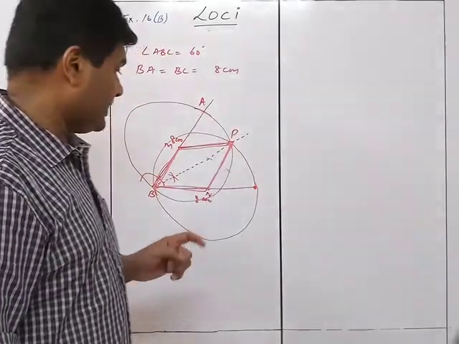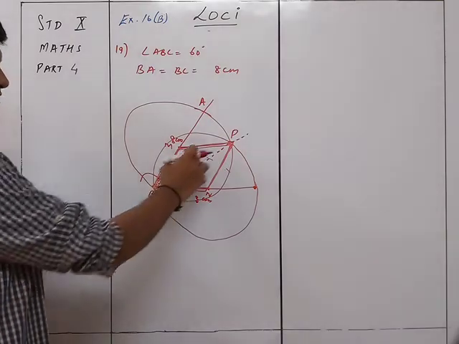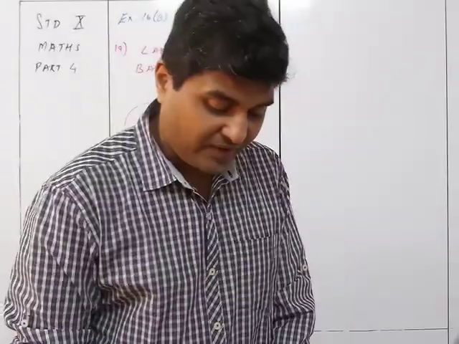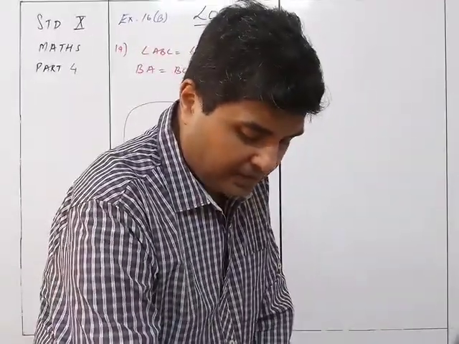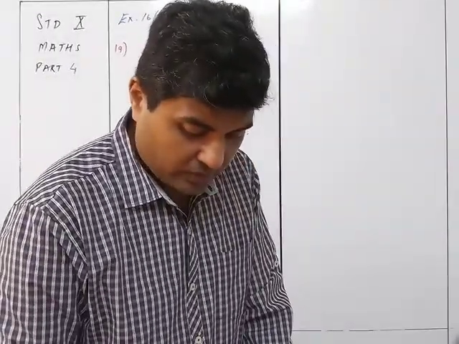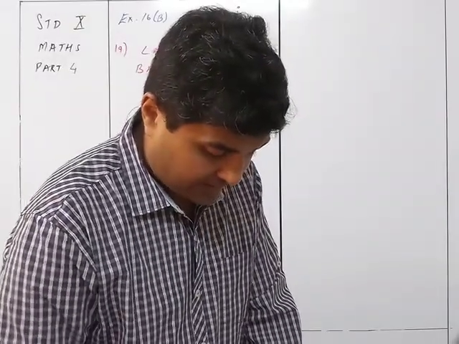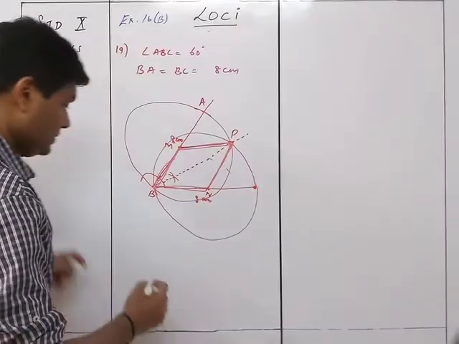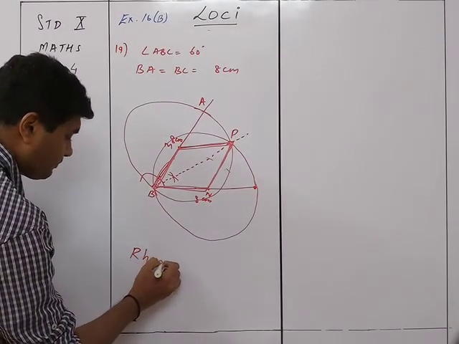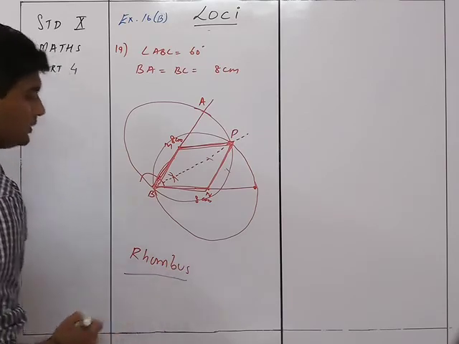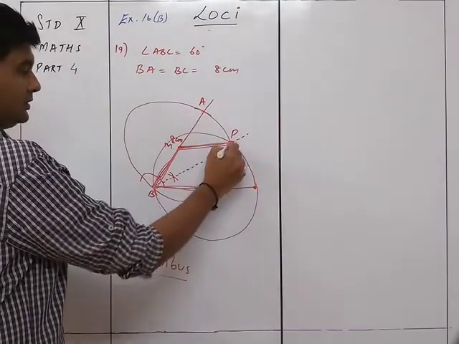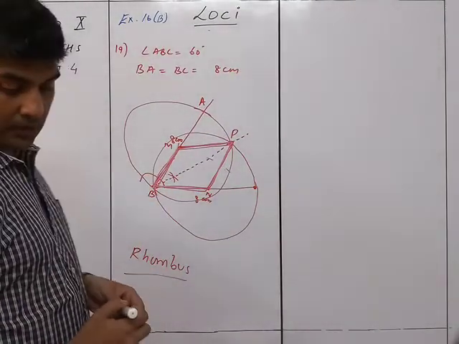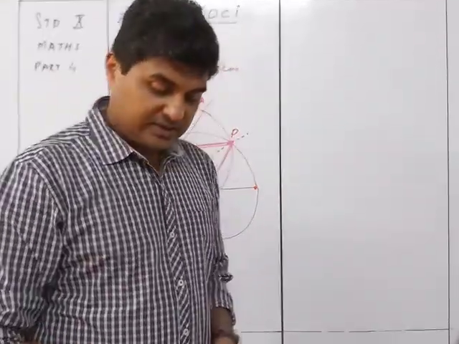The name to be given will be a rhombus, because this side will be equal to this side equal to this side equal to this side. Yes, it is a parallelogram, but when you are specifying something, it is better you specify it properly, and that's why the answer to sum 19 is that it's a rhombus. Got it? So this is the required rhombus MPNB. Got it? Now this is sum number 19.